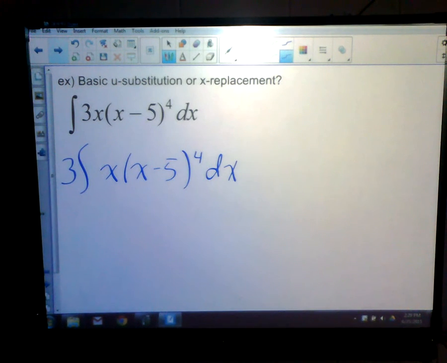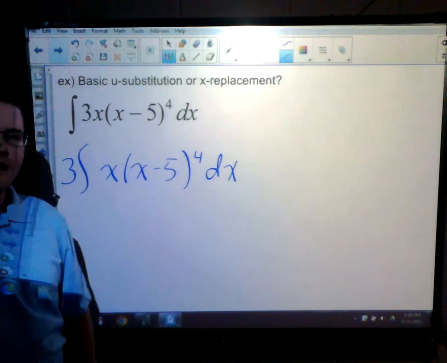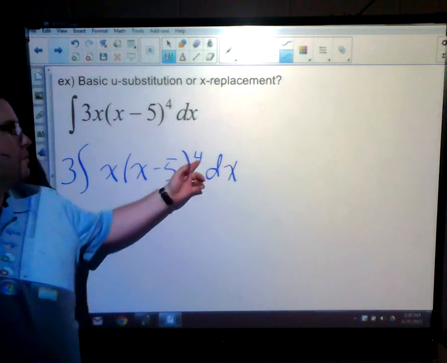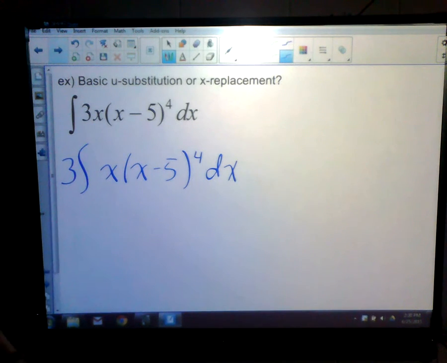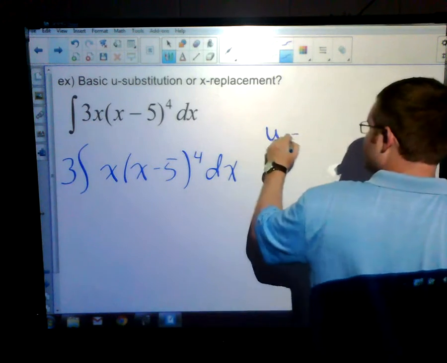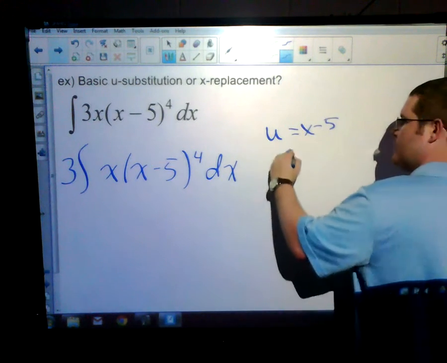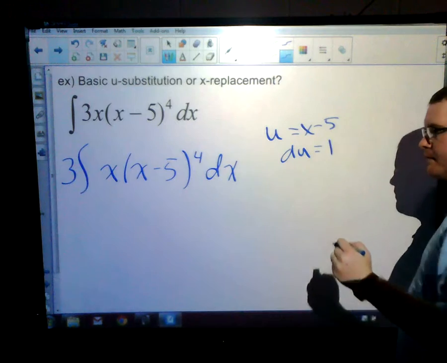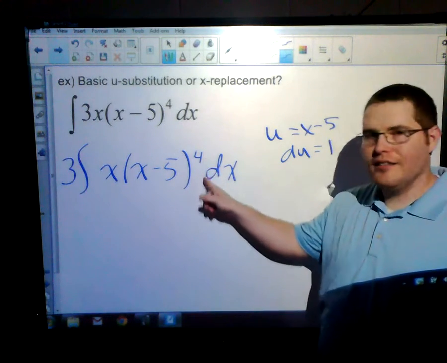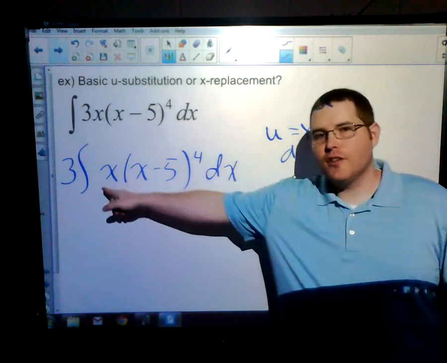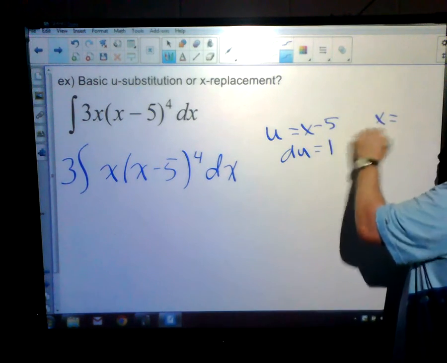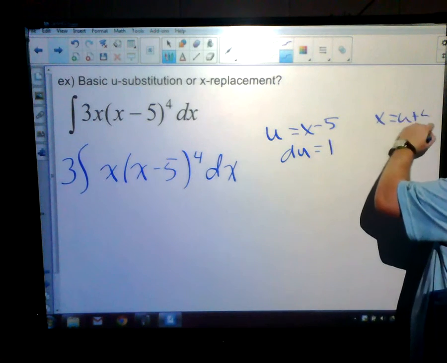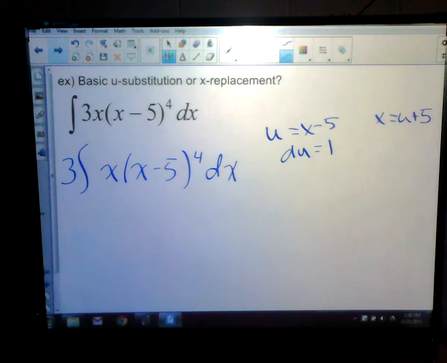I have this question every year, and it kind of makes me sad, but I'm going to answer it. Mr. Ratliff, can I just distribute the x in? No. There's a power there. You can't distribute it in. You can multiply this thing out 4 times if you want, but that takes too long. So u is equal to x minus 5, which makes du 1. I have a 1. It's right there. You can't see it, but it's a 1. I have an extra x. I need to replace that x with something. So x is equal to u plus 5. This is an x replacement problem.